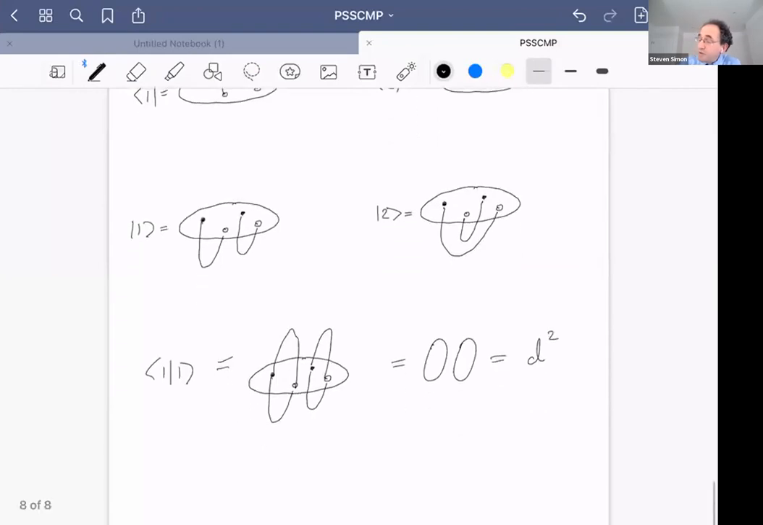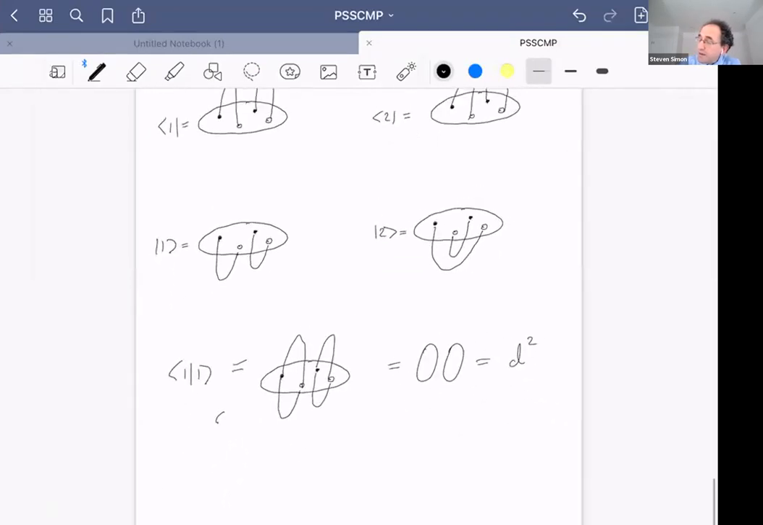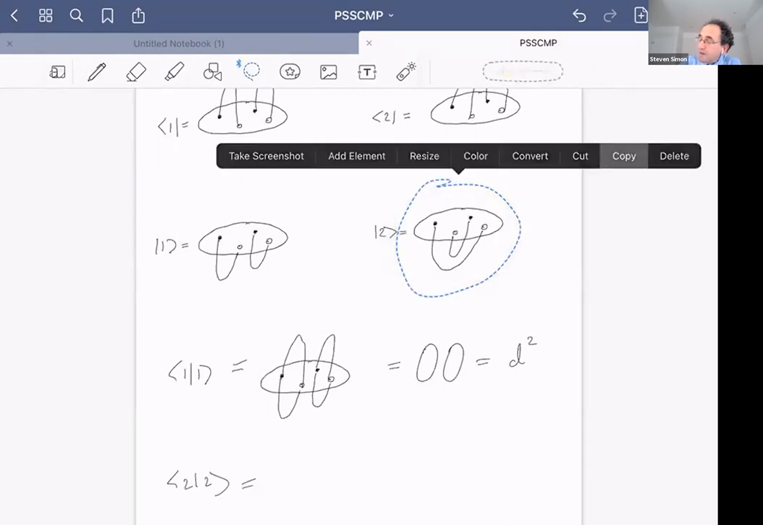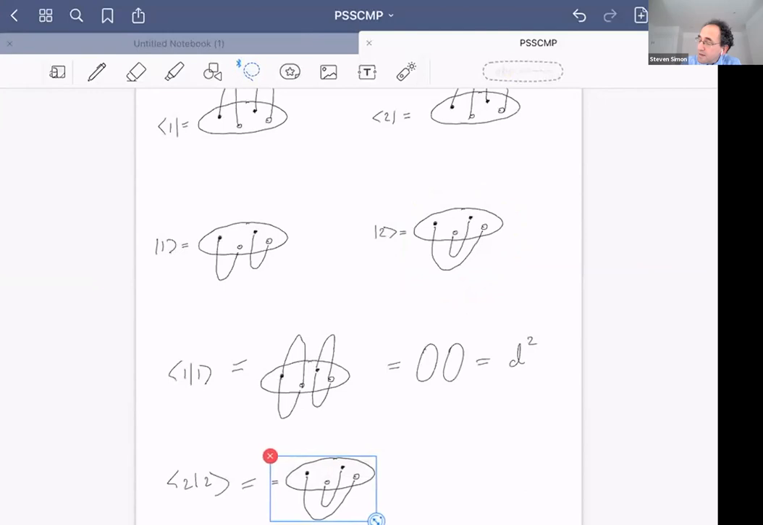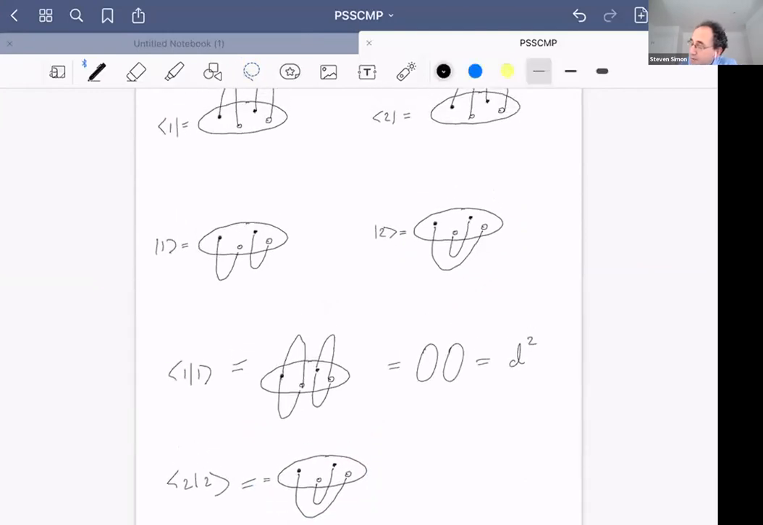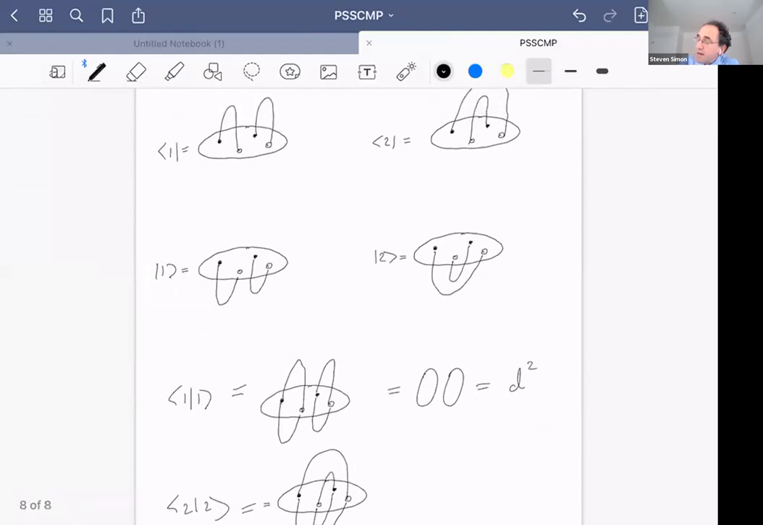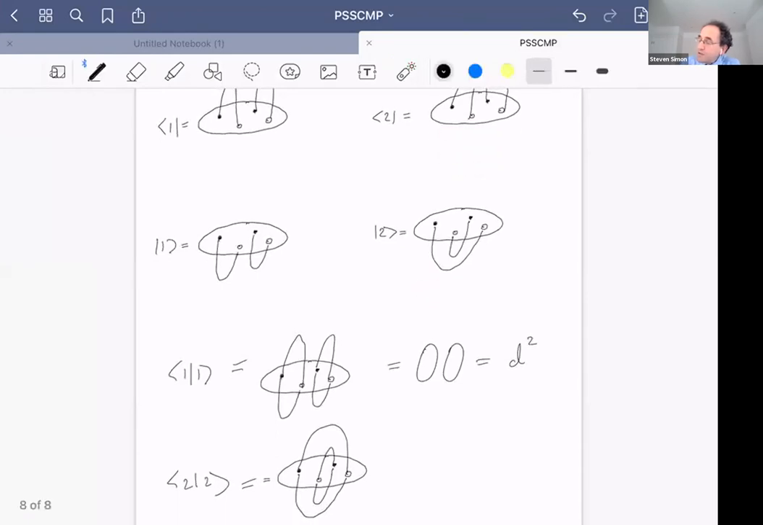I can do the same thing with two on two. Again, let's take this one, copy, paste. And then if I want to put a two up top, I close it up like this. So I took the bra here and sandwiched it onto the ket here, and that's, again, two loops. So this looks kind of like this, and that's d squared as well.